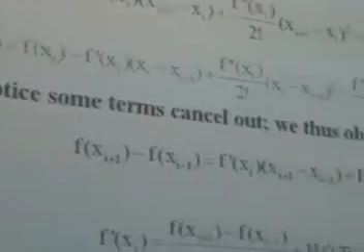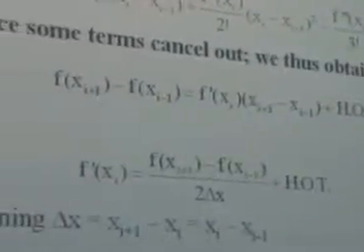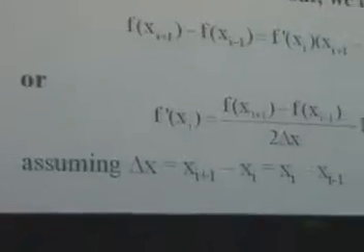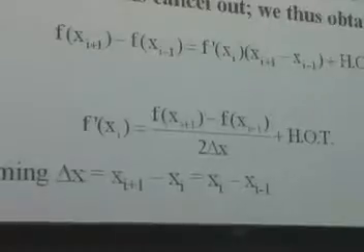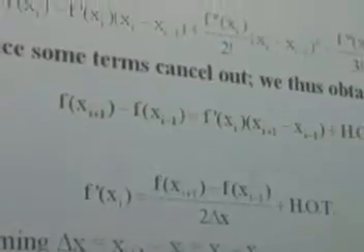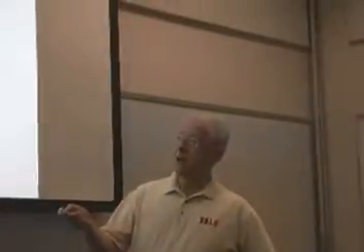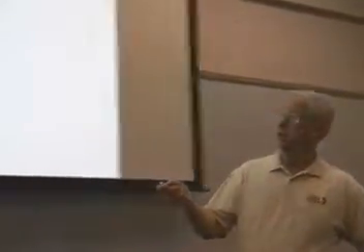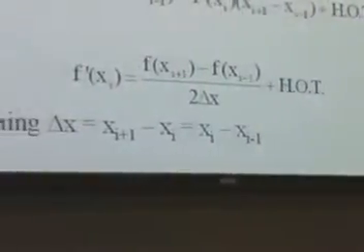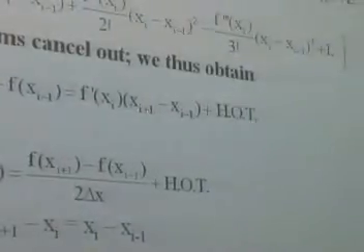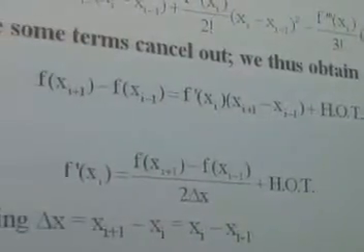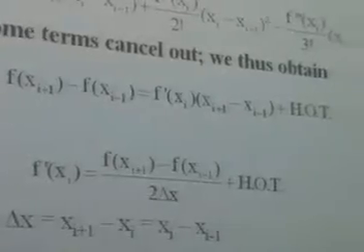You notice terms are going to cancel out. What cancels out? This thing. So I'll take that from that, so that'll cancel, that'll add, that'll cancel. All right, get the idea? So here's what I've got. f at xi plus 1 minus f of xi minus 1 is equal to the first derivative divided by xi plus 1 minus xi minus 1, plus, what's HOT? Yeah, exactly, higher order terms.